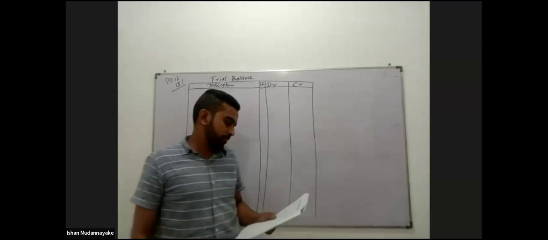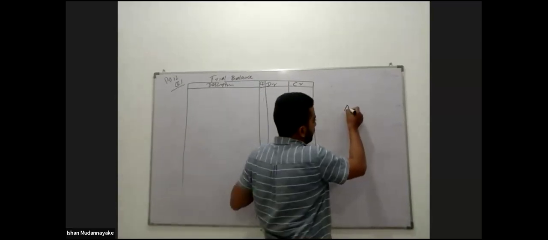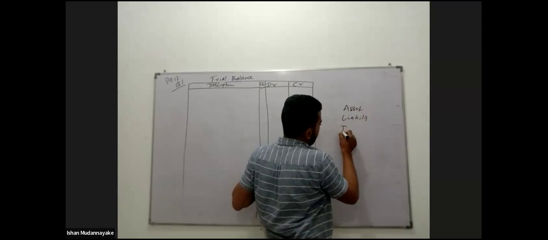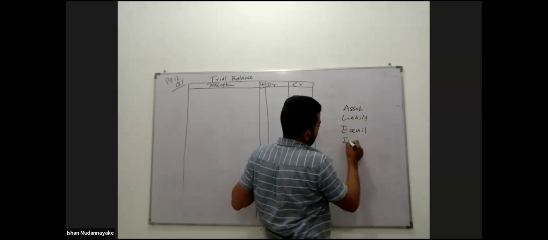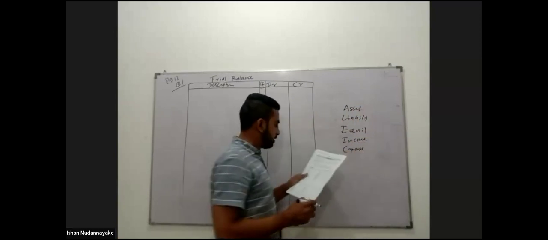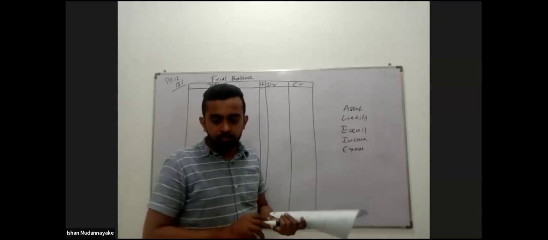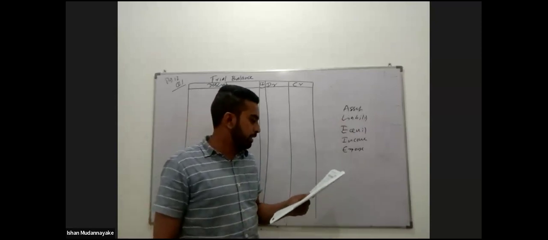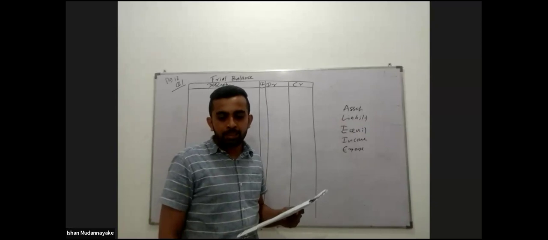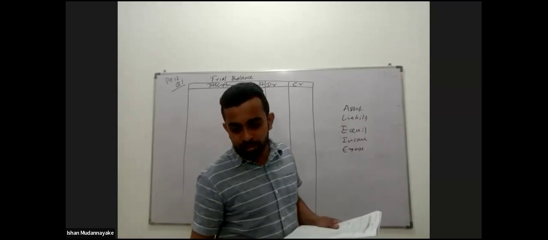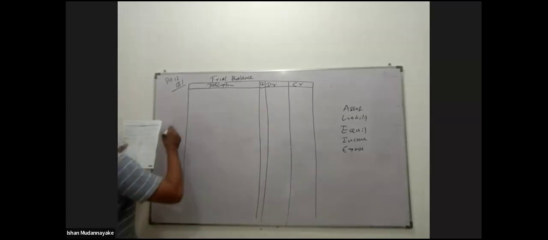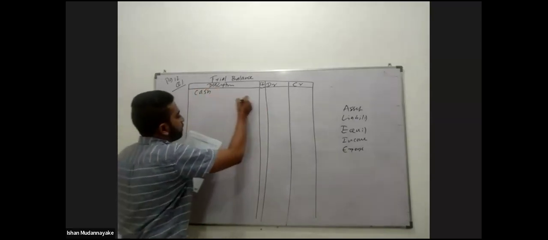Cash balance. Assets, liability, equity, income or expenses. My cash balance belongs to which category? Asset, liability, equity, income or expense. Cash is an asset. Then assets are on the debit side. So my cash, debit side, 4,000.